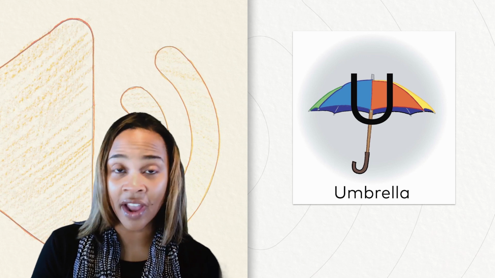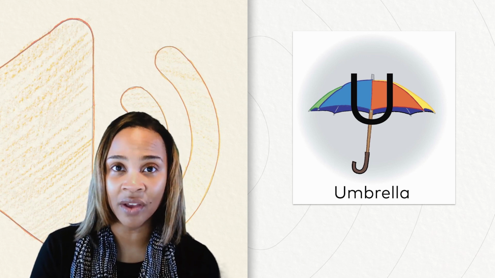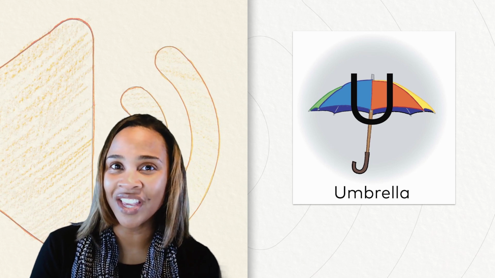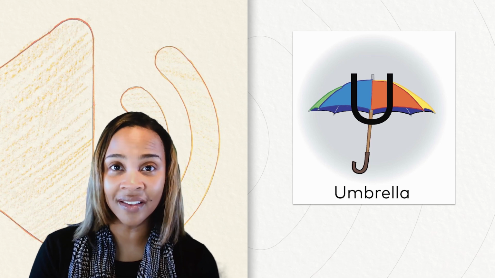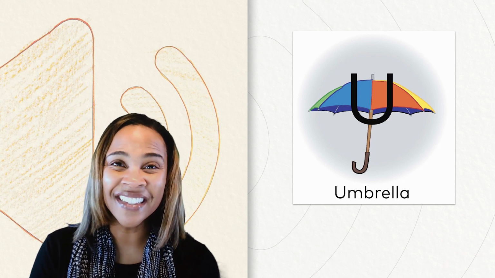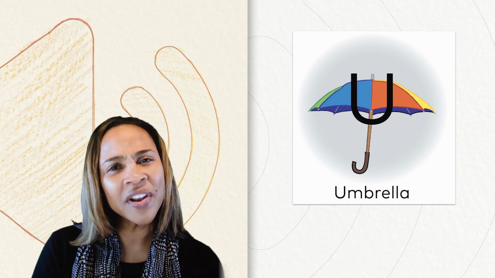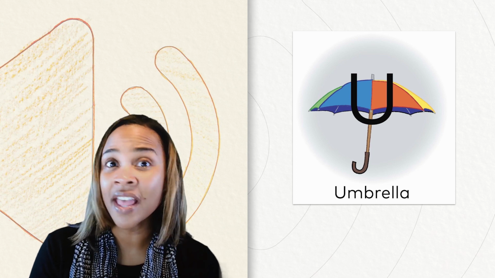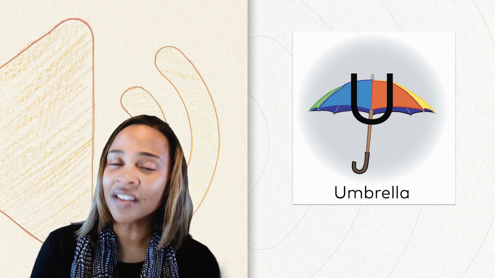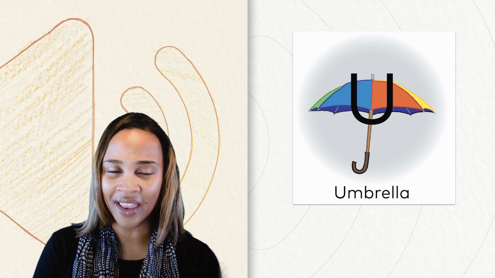This picture shows an umbrella. The sound that we hear at the beginning of the word umbrella is the u sound. This is the letter U. Can you say u like an umbrella? Nice work. I wonder if we can think of some more words that make the u sound just like in our word umbrella.